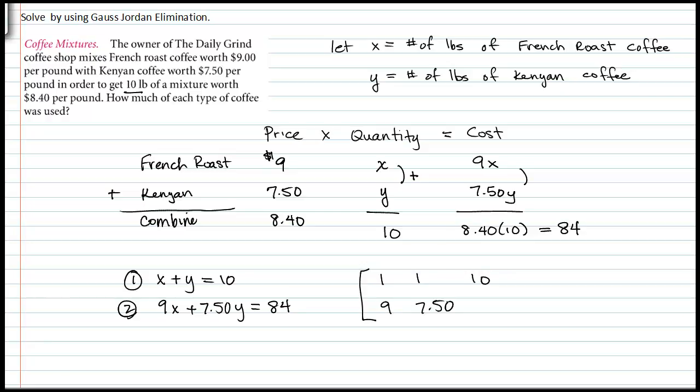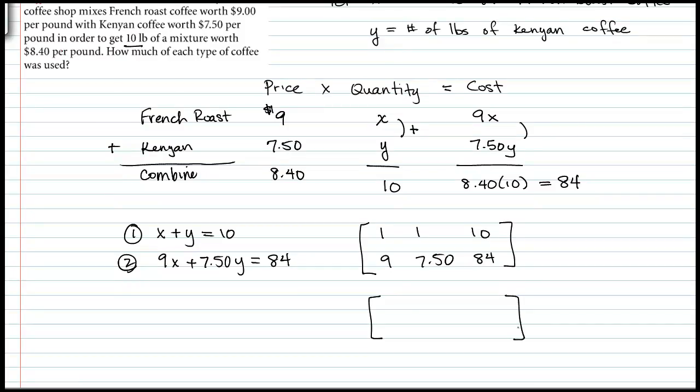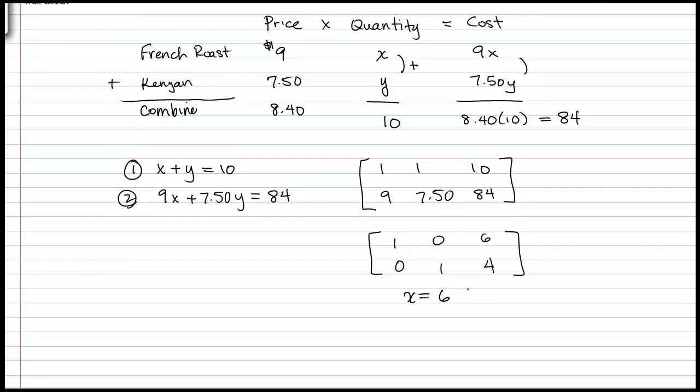Augmented matrix. And your answer: I get X is equal to 6, and that is 6 pounds of the French roast. And I get Y is equal to 4 pounds of the Kenyan coffee.